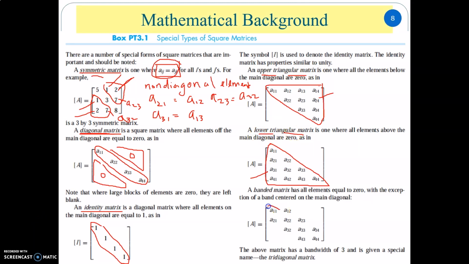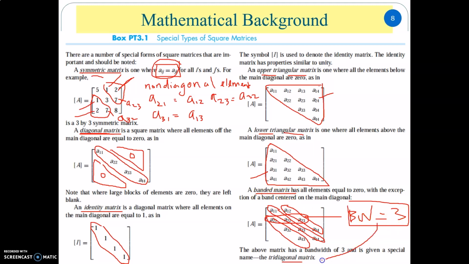If you have non-zero at the diagonal components, and also you have non-zero near the diagonal components here, then we call it a band matrix. The width of the band matrix in this case, at maximum you have 3 elements. So this is called a bandwidth equal to 3. If you have a band matrix with the bandwidth equal to 3, in this case, we can also call it a tridiagonal matrix.